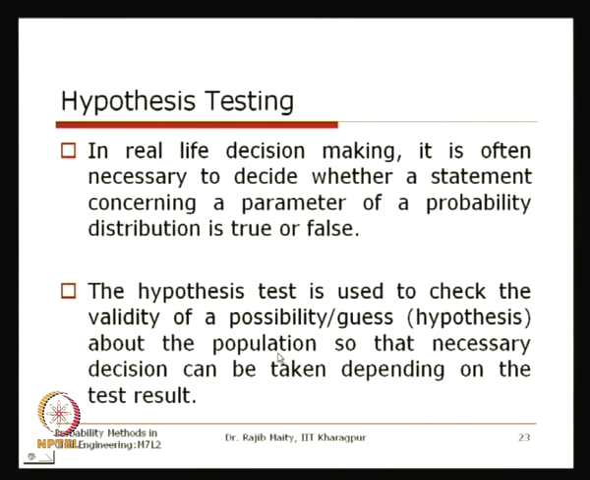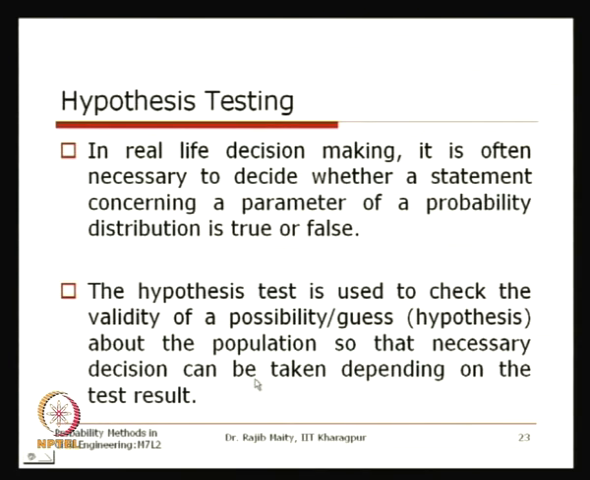So depending on the result of this hypothesis testing, we have to decide whether the difference that we got is by chance, or whether there is some problem. What we are trying to test is whether the strength can be assumed to exceed that threshold value. That possibility, that guess, is known as the hypothesis here. We have to test that hypothesis, and depending on the test result, we have to take the necessary decision.